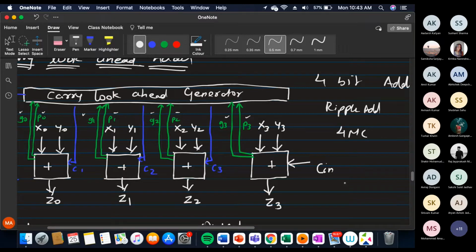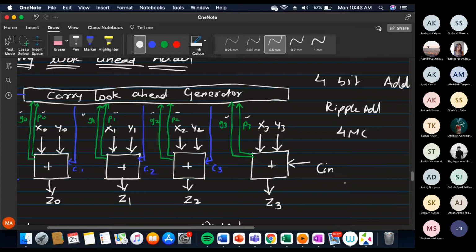If you want to perform 8-bit addition, the ripple adder, the slow adder, would take how many machine cycles? 8 machine cycles. The carry look ahead adder would take how much time?